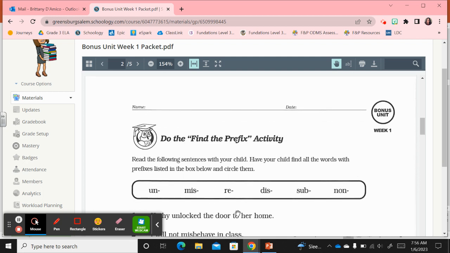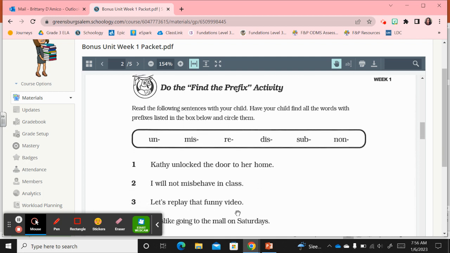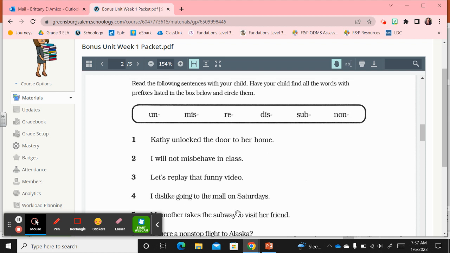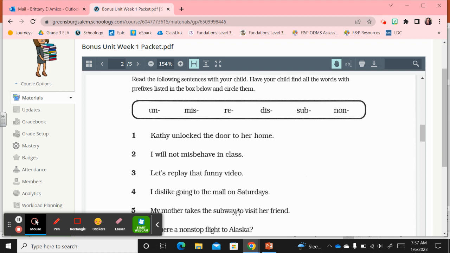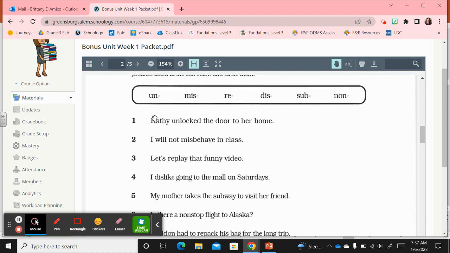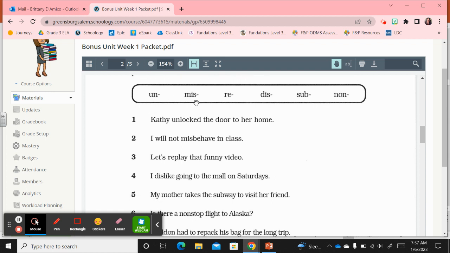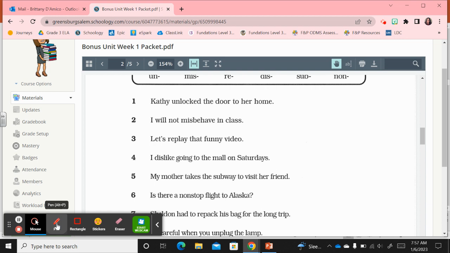And let's take a look at page 1 that says, do the find the prefix activity. Read the following sentences with your child. Have your child find all the words with prefixes listed in the box below and circle them. So we're just circling the words with the prefixes here. Okay, so let's repeat those. Un, miss, re, dis, sub, and non. Okay, let me get my pen ready to find those words with prefixes.